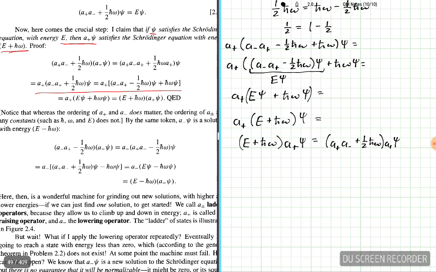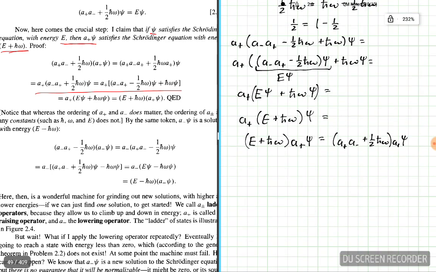So there we go. We have shown, happily, that if I apply the A plus operator to a wave function that solves the simple harmonic oscillator Schrödinger equation, what I get is an energy increase of h bar omega. So what this means is that my energy with each ladder operator applied to it is increasing by h bar omega. So this is why it's called a ladder.